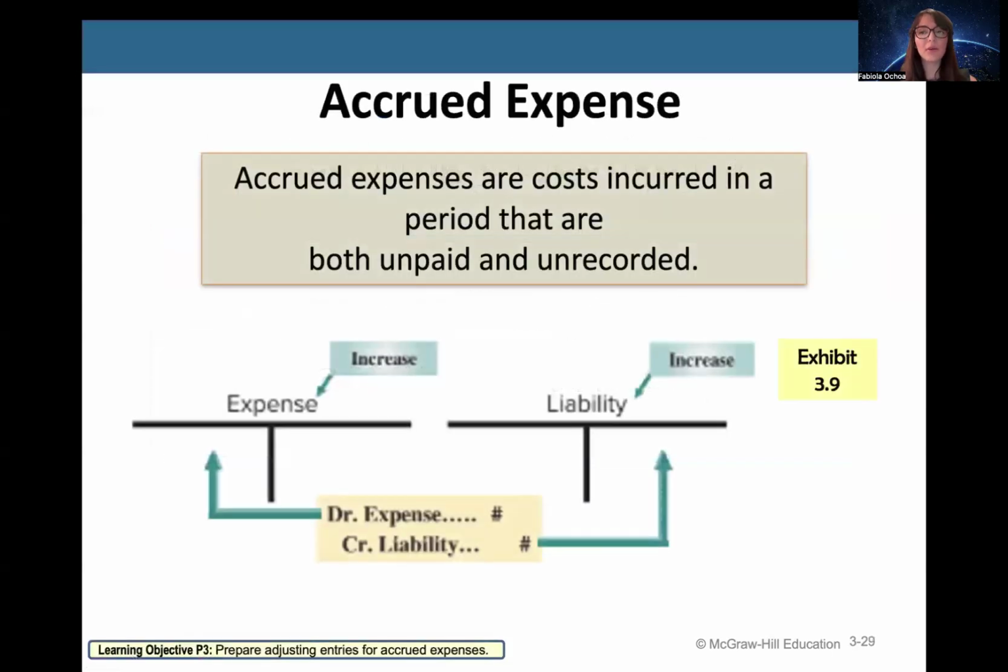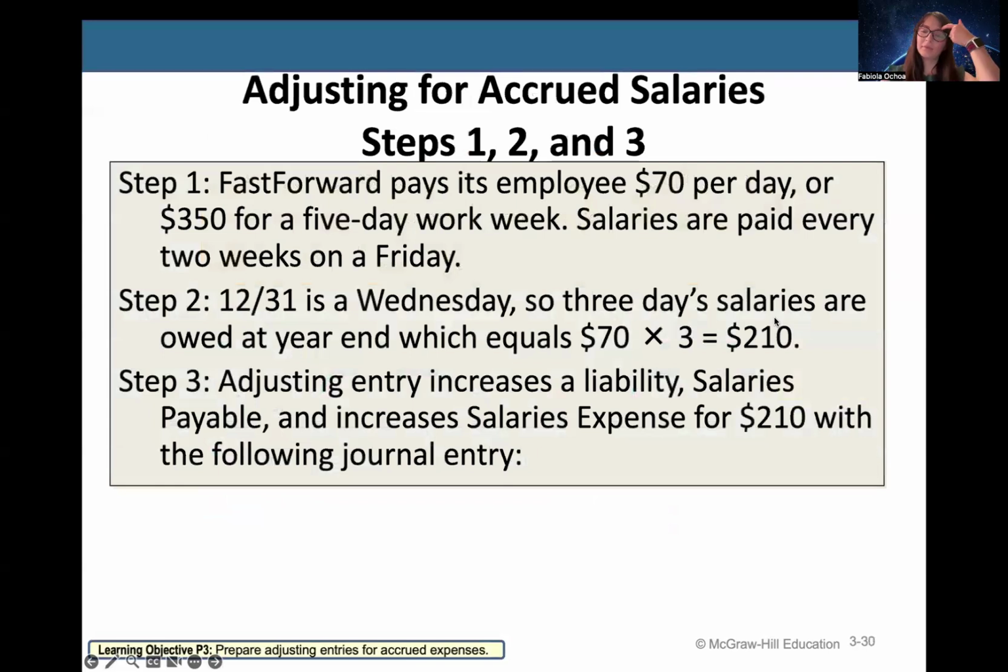Now going over accrued expenses. Accrued expenses are costs incurred in a period that are both unpaid and unrecorded. Now let's go over an accrued salaries example. Fast Forward pays its employees $70 a day or $350 for a 5-day work week. Salaries are paid every 2 weeks on a Friday. 12/31 is a Wednesday. So 3 days salaries are owed at year end, which equals $70 times 3 equals 210.